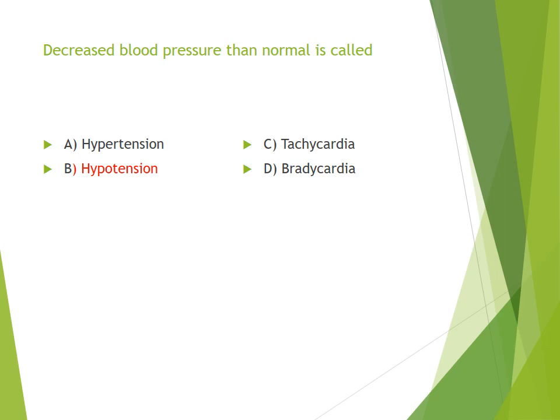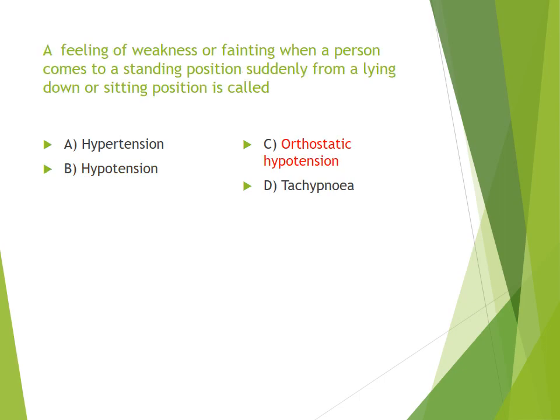Decreased blood pressure than normal is called A. Hypertension, B. Hypotension, C. Tachycardia, and D. Bradycardia. Right answer is hypotension. A feeling of weakness or fainting when a person comes to a standing position suddenly from a lying down or sitting position is called options A. Hypertension, B. Hypotension, C. Orthostatic hypotension, and D. Tachypnea. Right answer is orthostatic hypotension.